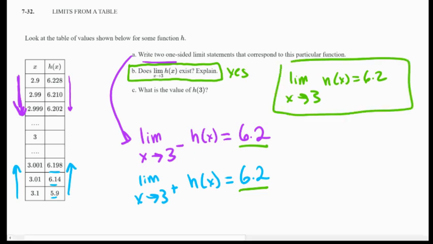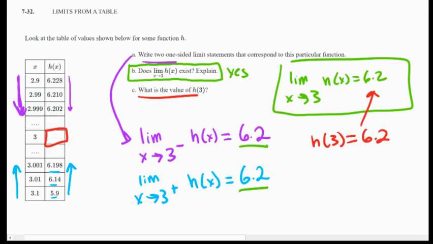And then the last one here, what is the value of h of 3? Meaning, what is this y value if we plugged in 3? And kind of a tricky question on this one. So what we would assume, our estimate, our prediction, is that h of 3 would be 6.2.